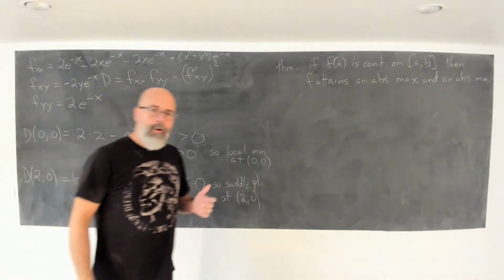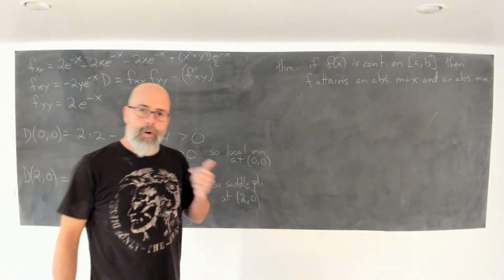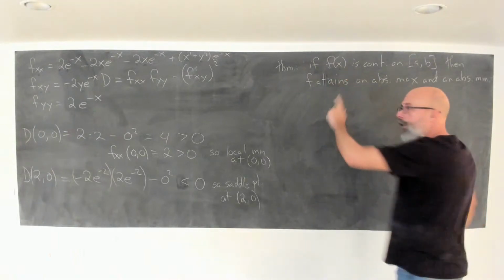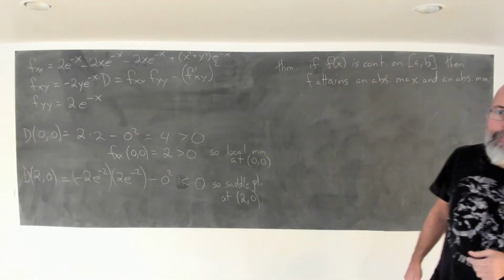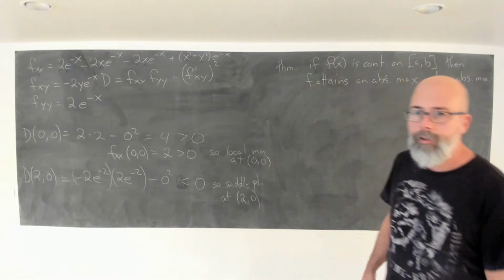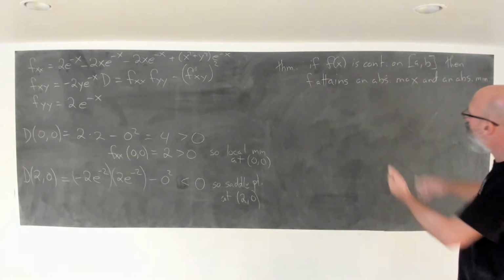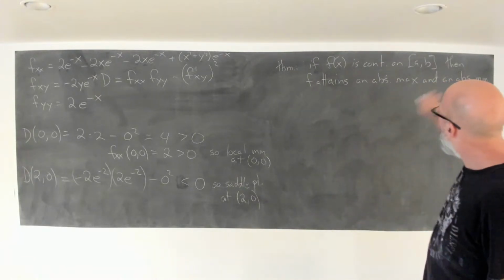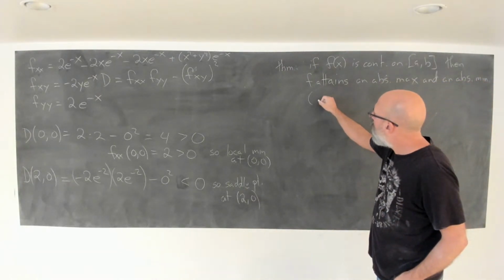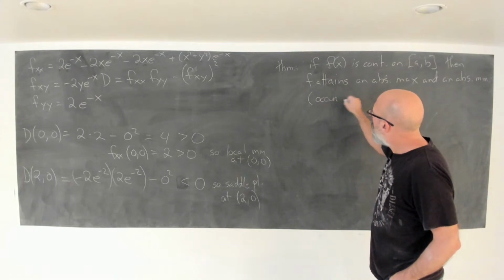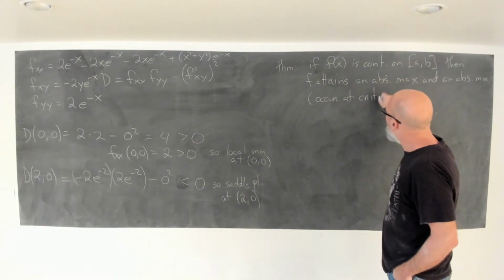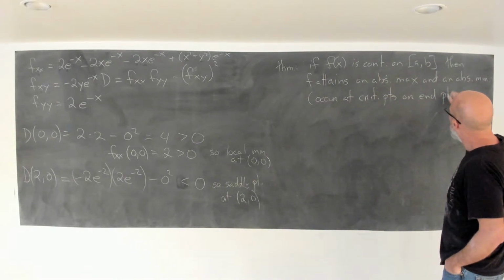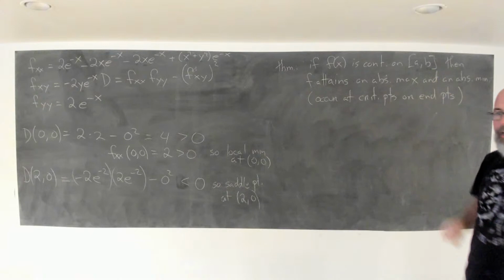These could occur either at critical points or at the endpoints. Only one variable here. This is a Cal 1 theorem. But you're right, no need to retract. You're right, and we're going to extend that in just a moment. These can occur at critical points or the endpoints of the interval.